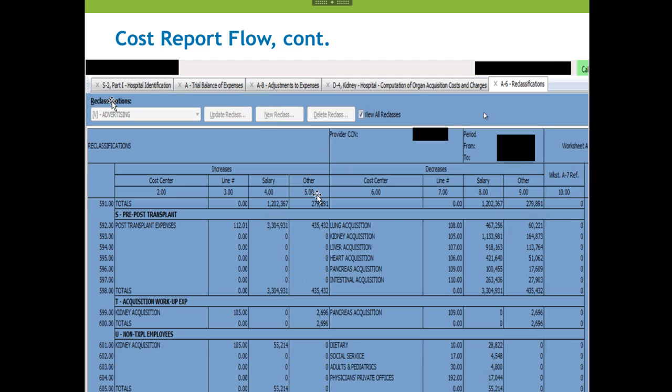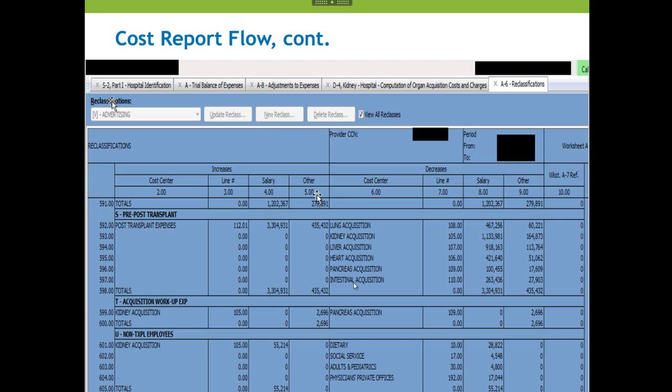Here is a reclass, an example of a reclass. And now, in this case, you have to kind of look at the labels. The right-hand side is decreasing, which seems a little backwards. It seems like it would make more sense to decrease before you increase. But in any case, the decreases were to the acquisition, the direct acquisition cost centers. They were initially reported there.